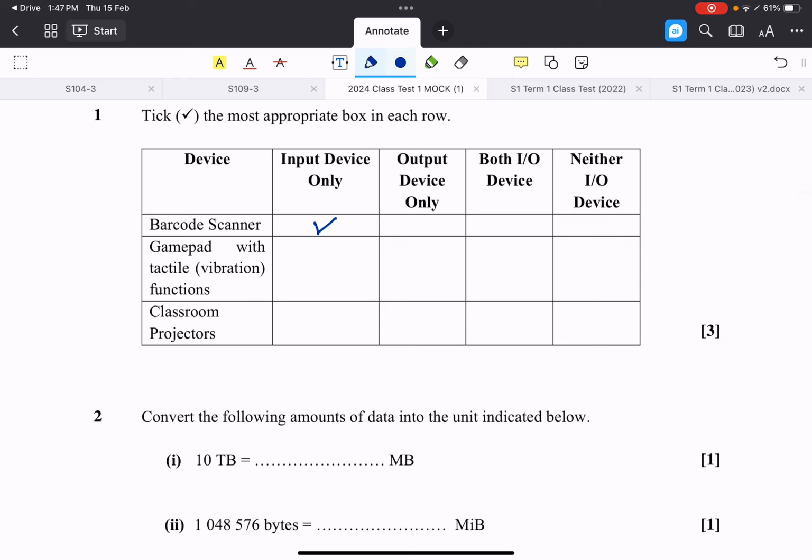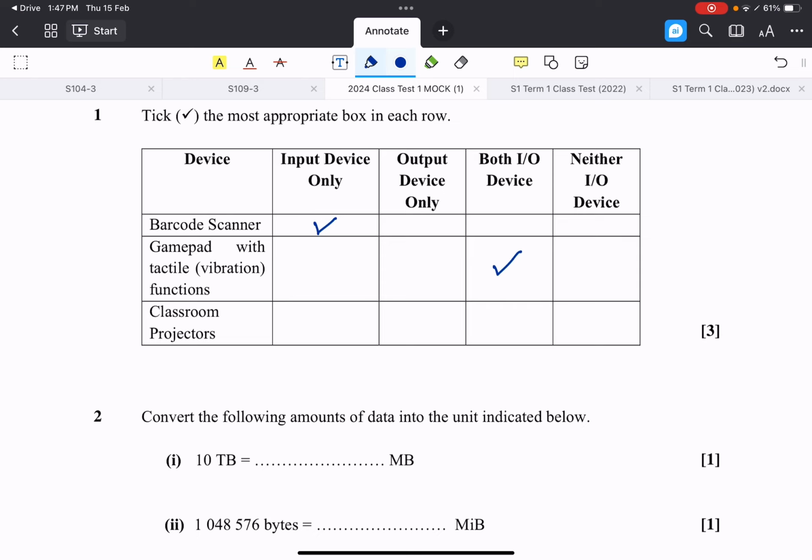Right, next one, a gamepad with a tactile vibration. So a gamepad, there are buttons, there's a joystick, you can move them around, so it's an input device. However, because of the vibration, the feedback that we get, it is also an output device, so it is both input and output.